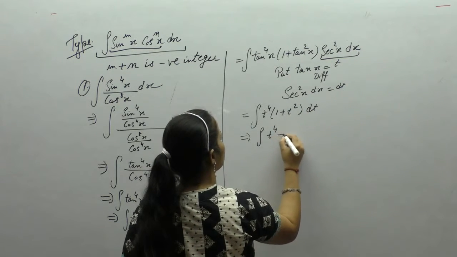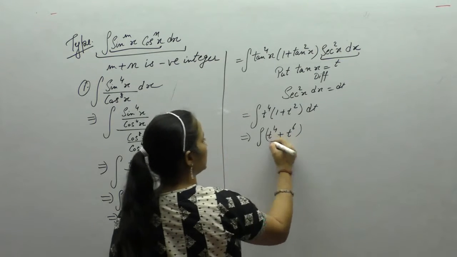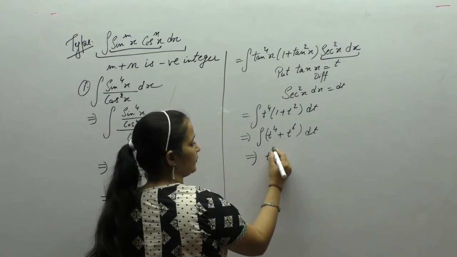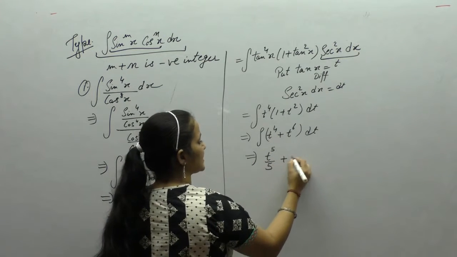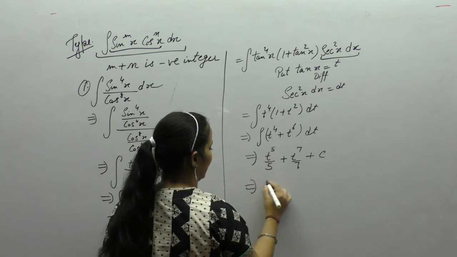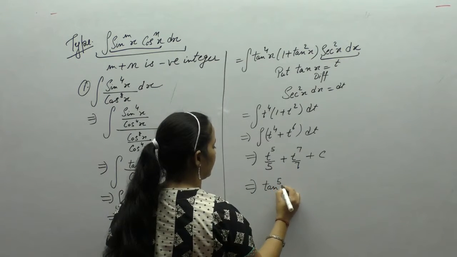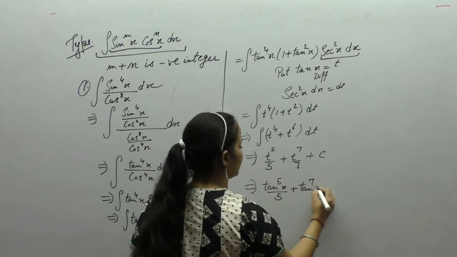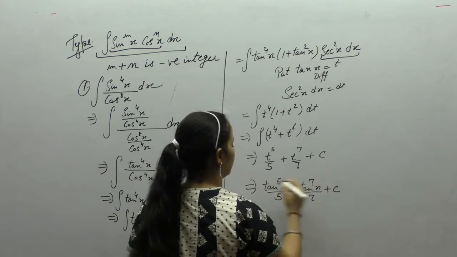t⁴ plus t⁶. Now apply the power rule here. n plus 1: 4 plus 1 is 5, 6 plus 1 is 7. And t here is tan x. Tan⁵x upon 5 plus tan⁷x upon 7 plus c.